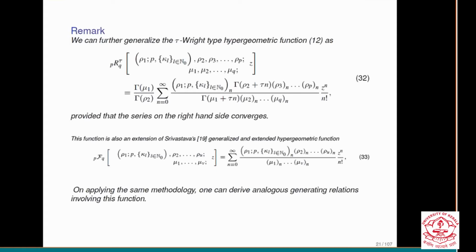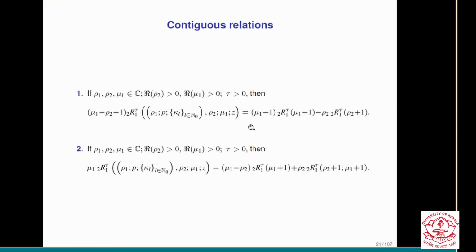So for the convergence, we can also obtain a different type of convergence condition here. Applying the same methodology, one can try the analogous hypergeometric function involving this type of function. And here we give the contiguous relation.